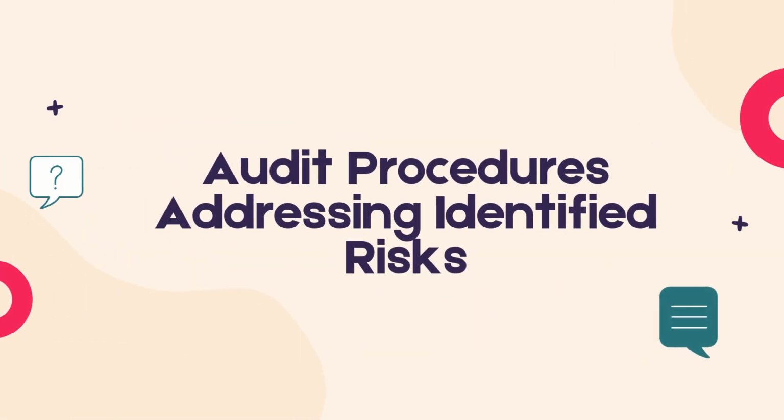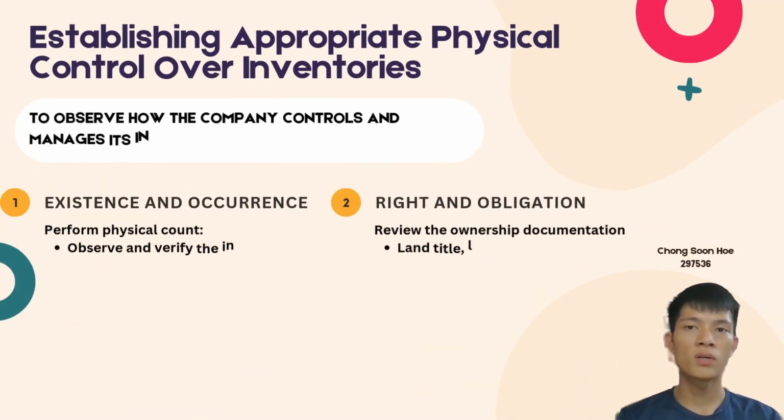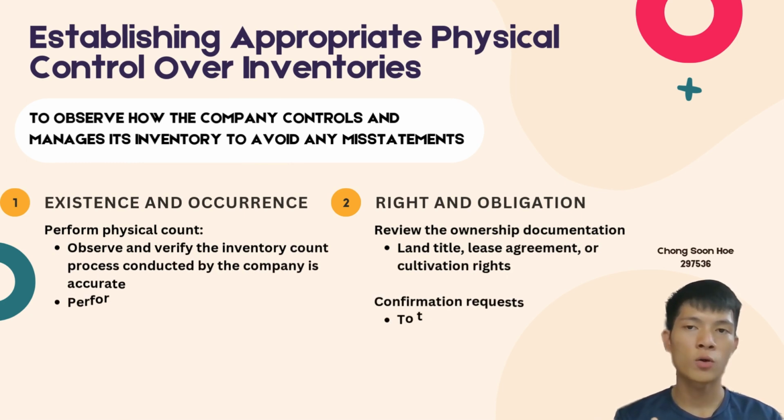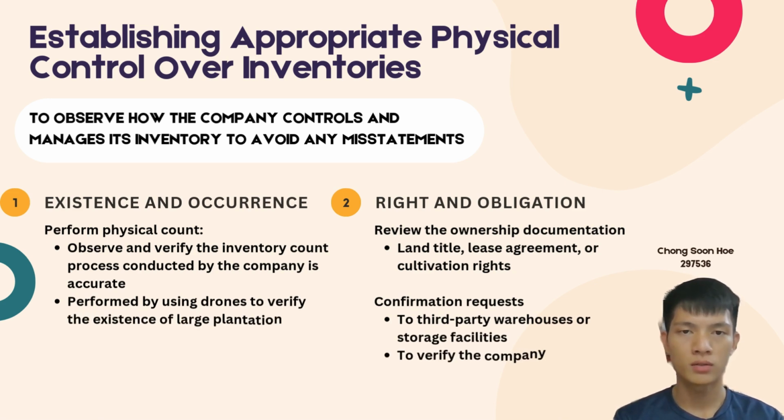Now we will discuss the audit procedures addressing identified risks. The next audit objective is establishing appropriate physical control over inventory. This audit objective is to observe how the company controls and manages its inventory to avoid any misstatement.